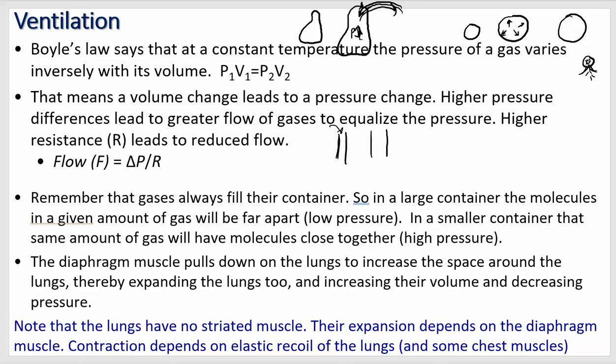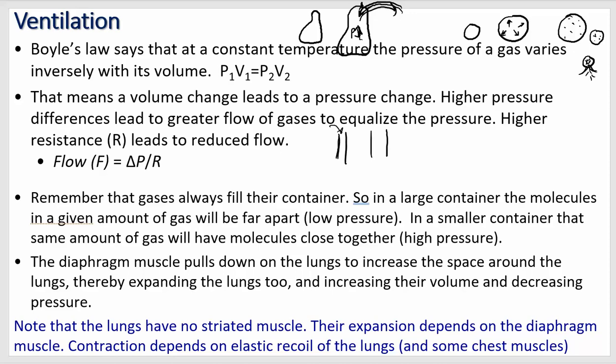All right, so remember the gases always fill the container. So in a large container, the molecules in a given gas will be farther apart. We kind of talked about that here. If you have, whatever, 6, 7 gases there, and then you make it smaller, you put the same number of gases, they're much closer together, kind of like moving from a big house to a small house. When they're farther apart, that's lower pressure. Closer together, that's higher pressure.